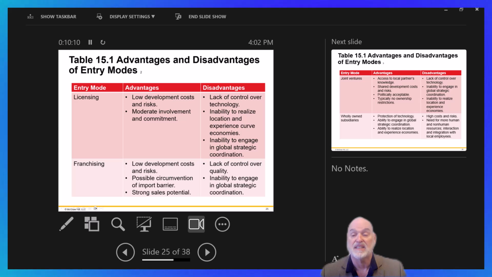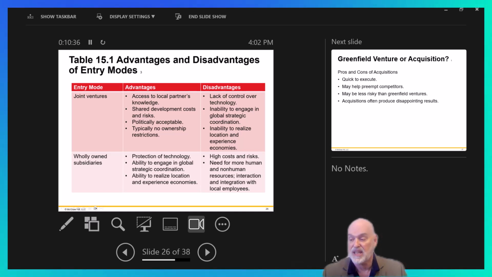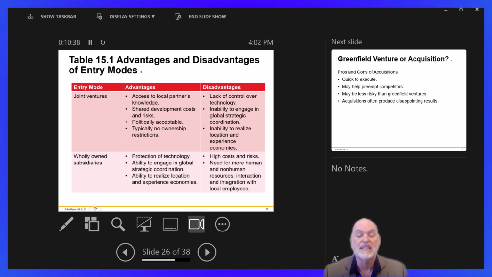Disadvantages in licensing: lack of control over tech, inability to realize location and experience curve economies, and inability to engage in global strategic coordination. Disadvantages for franchising: lack of control over quality, inability to engage in global strategic coordination. Joint ventures, advantages: access to local partners' knowledge, shared development costs and risks, politically acceptable, typically no ownership restrictions.